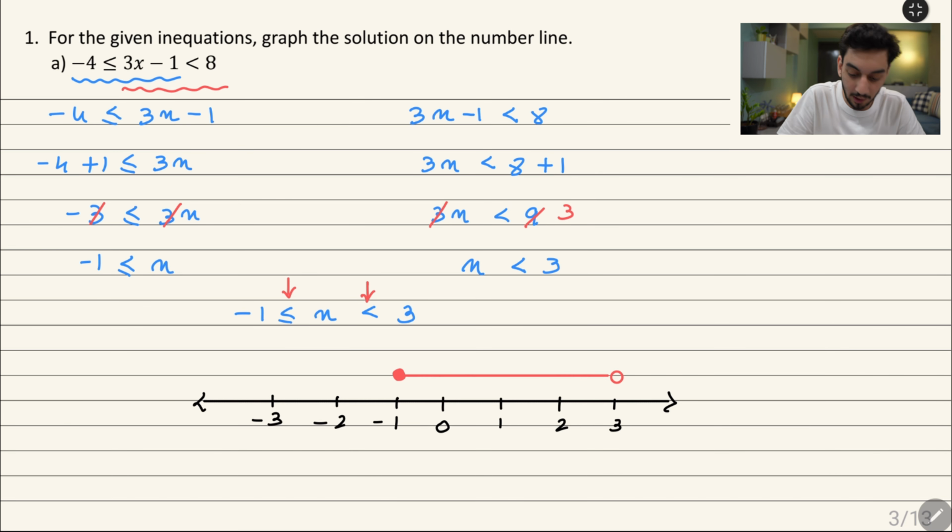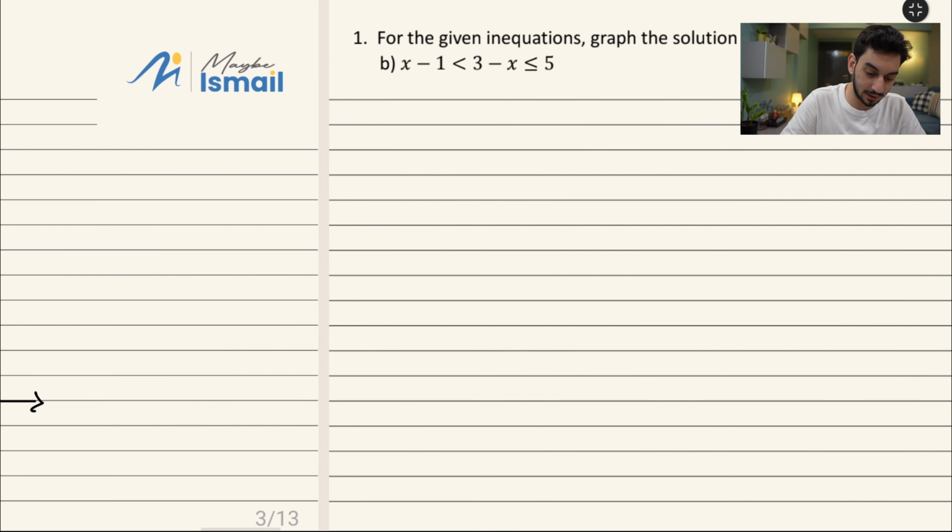and then I just connect these two circles that I just made. So this is basically all my solutions, from negative 1 up till 3, negative 1 included, 3 not included. All the numbers that lie between these two numbers are my solutions, could be the value of x, and that is how you do it. Okay, let us move ahead to the next question.